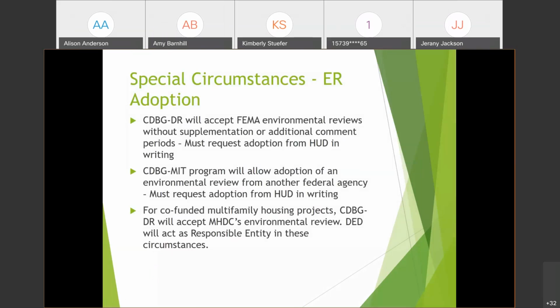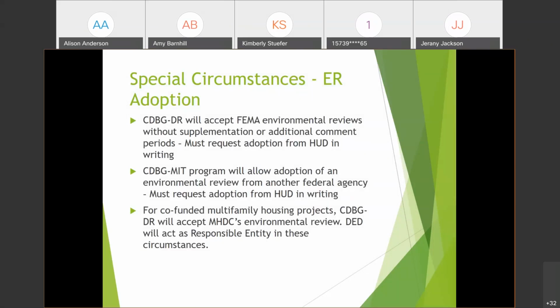Should I ask if there's any questions on tiering at this point? The person that had a question on tiering? Okay, we'll proceed to special circumstances regarding ER adoption.